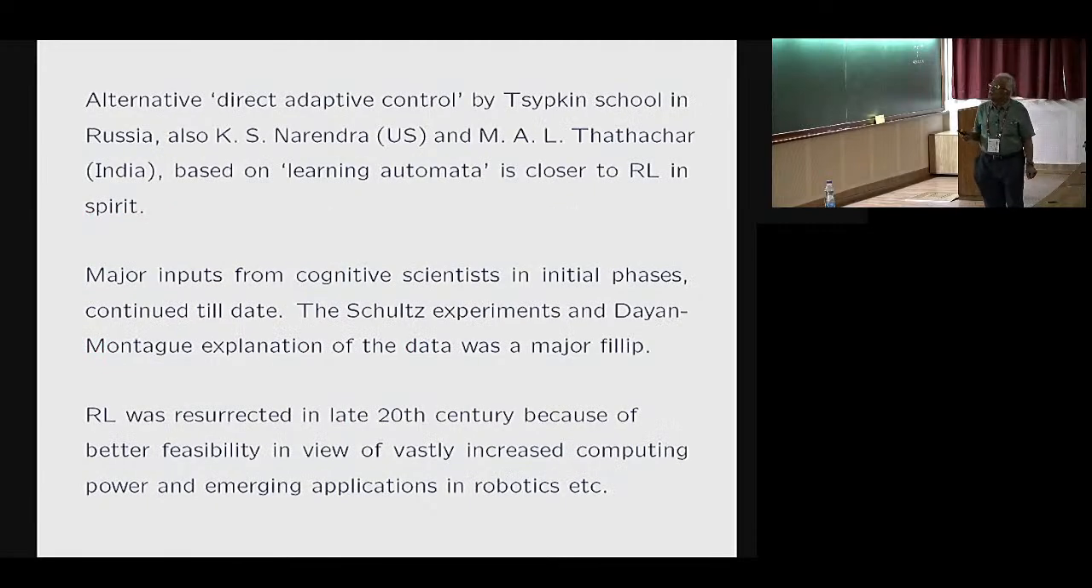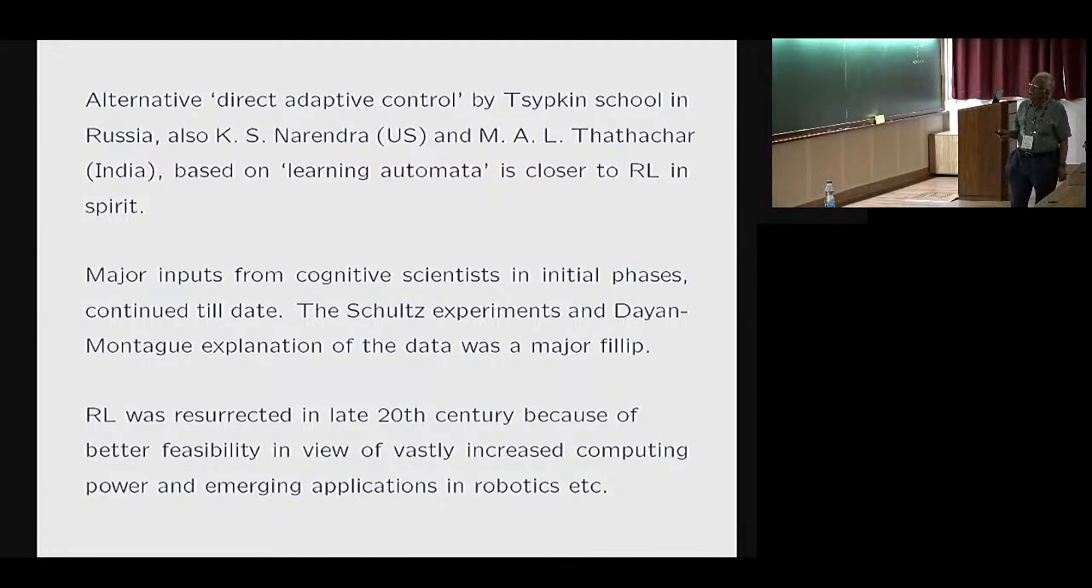And there was also something called direct adaptive control, which was developed by Tsypkin and his students in the Soviet Union, and it was followed up by these people. Narendra was at Yale and Thathachar was at the Indian Institute of Science. This is based on learning automata, and that is closer to RL in spirit in some sense. They also use stochastic approximation, but there are some differences also. But compared to the previous two categories, this is the closest to modern reinforcement learning.